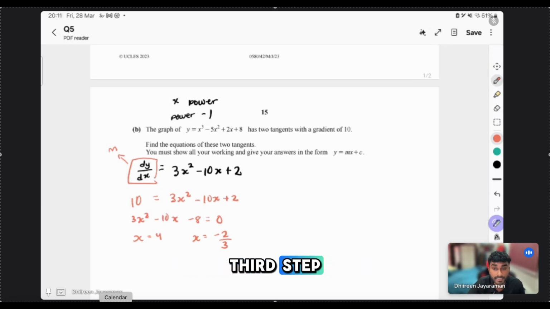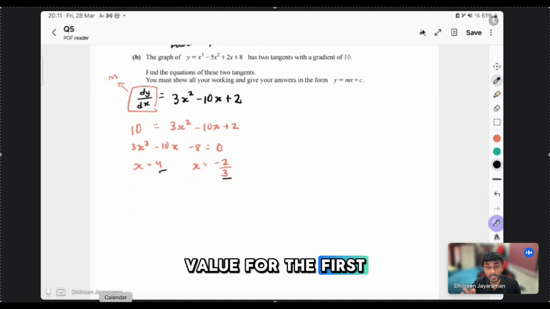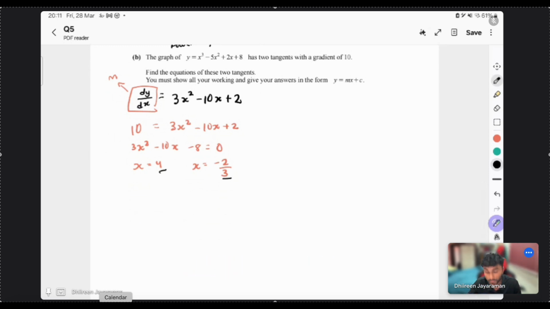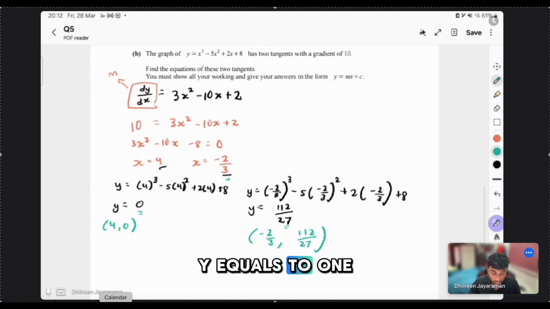Okay, so what's the third step? The third step is to find the y value based on these two x values, right? So we get the y value for the first and the second x value. Let's have a look at my working. So getting my two values, I will get two coordinates. The first coordinate will be x equals 4 and y equals 0. The second will be x equals negative 2 over 3 and y equals 112 over 27.